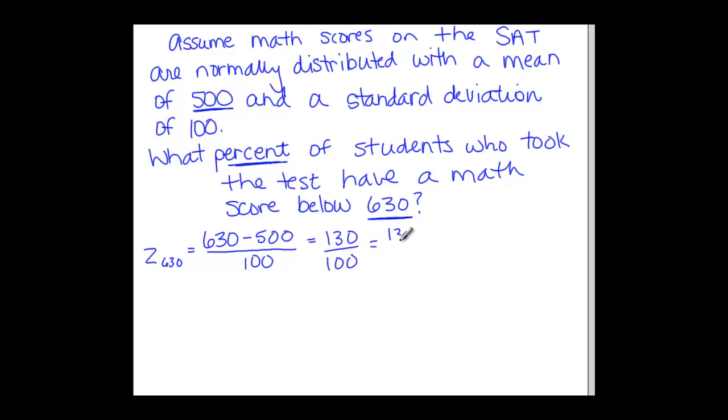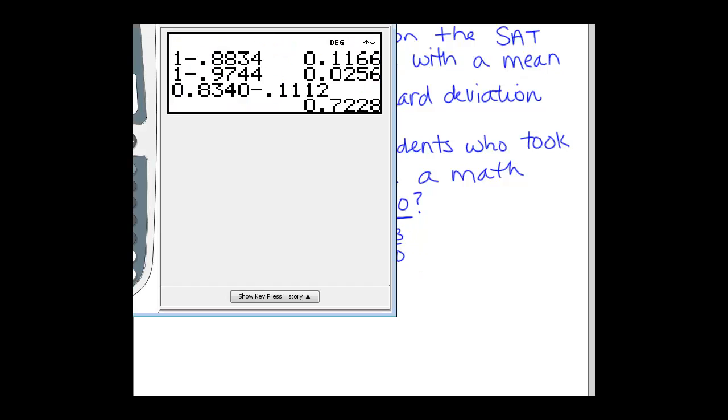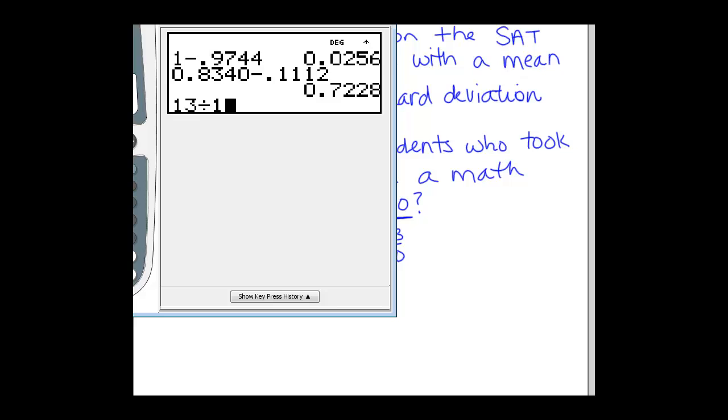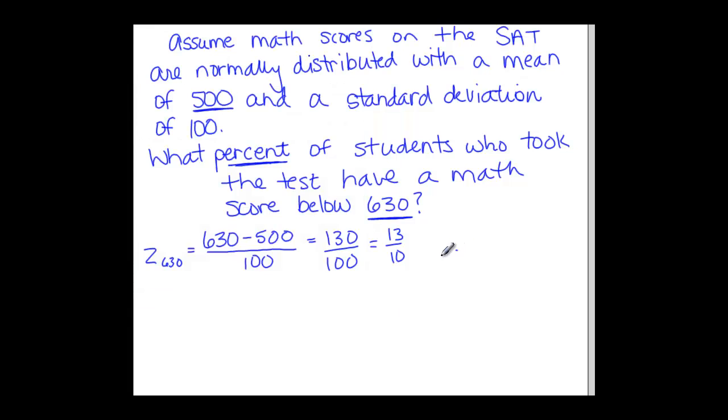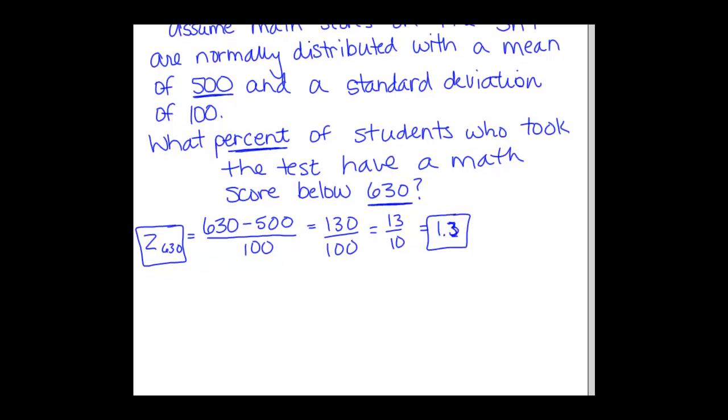And we can reduce that a little bit, or you can go ahead in your calculator and take 130 and divide it by 100, or reduce it and then type it in the calculator. 13 divided by 10 should give me that same value of a positive 1.3. And we could have done that without the calculator as well, 13 divided by 10. But we would have a z-score for that data piece of 630 of 1.3.